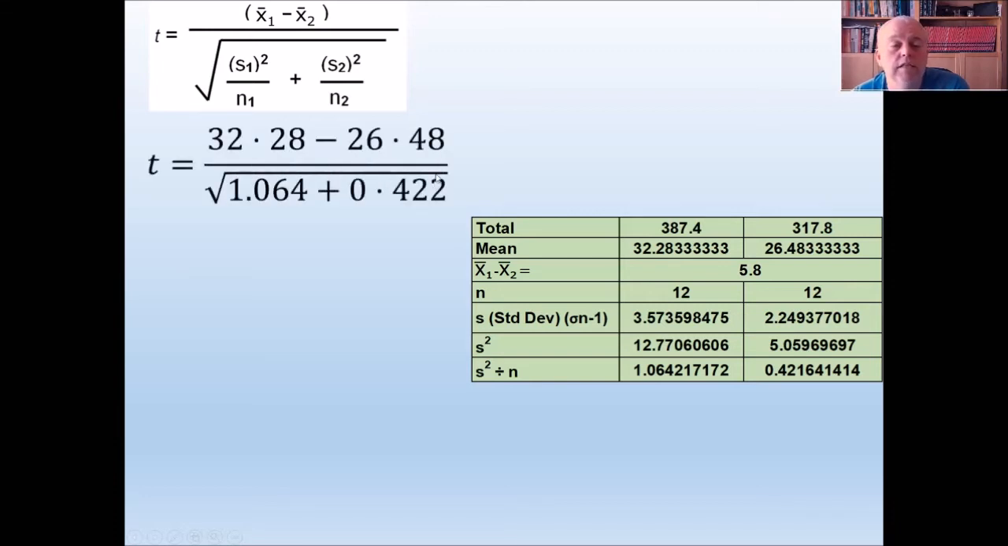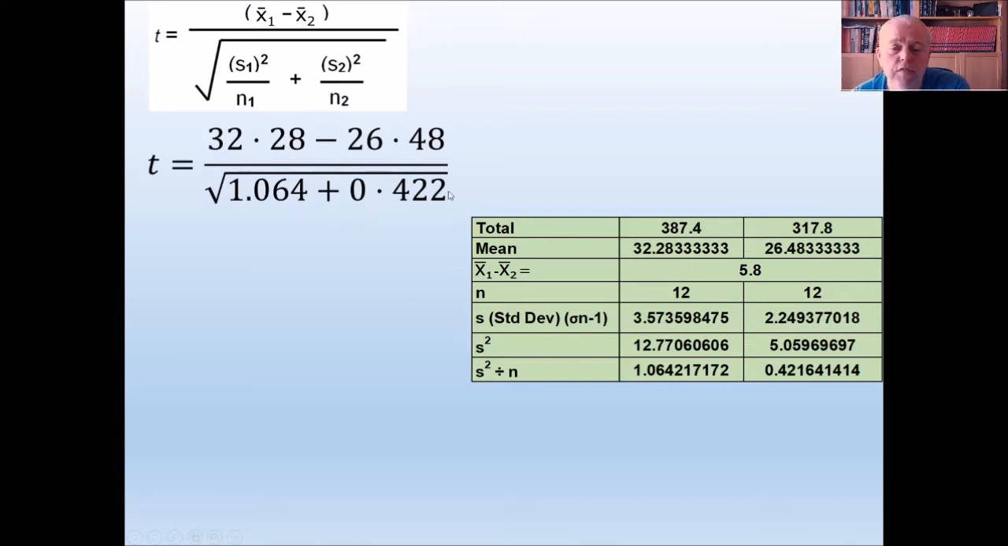Okay, so in this case the t is 32.28 minus 26.48. I'm rounding these values at this stage just to keep my information on the screen simple. In reality, when I've worked this out, I've kept the total value, the 32.283333. I don't want to bring in any errors by rounding normally, so I've just rounded to keep this display simple in this case. But I've got 1.064. Again, I've rounded that one temporarily on the screen at 0.422.